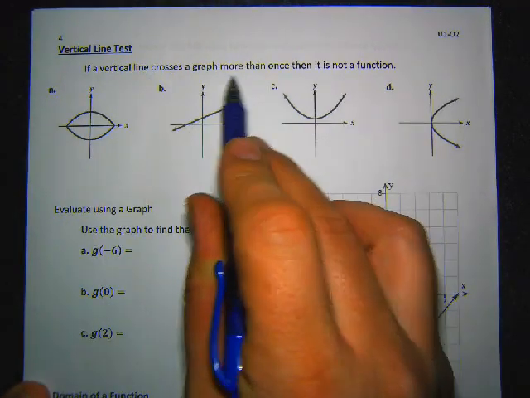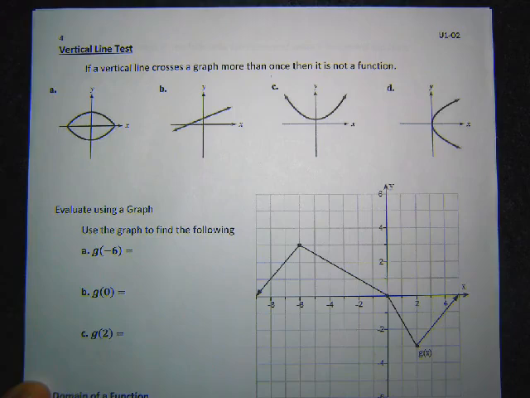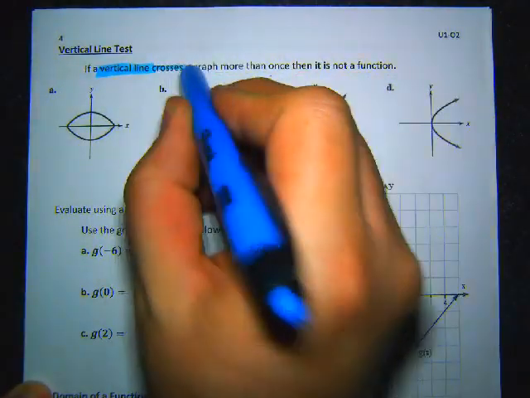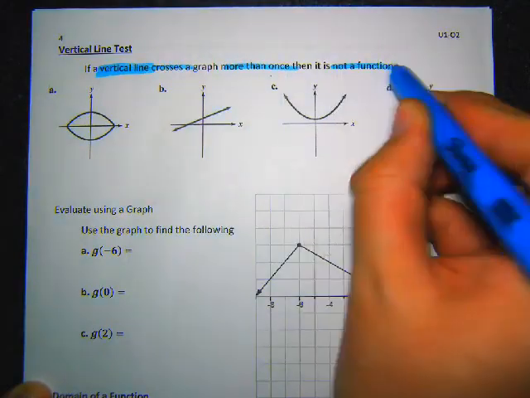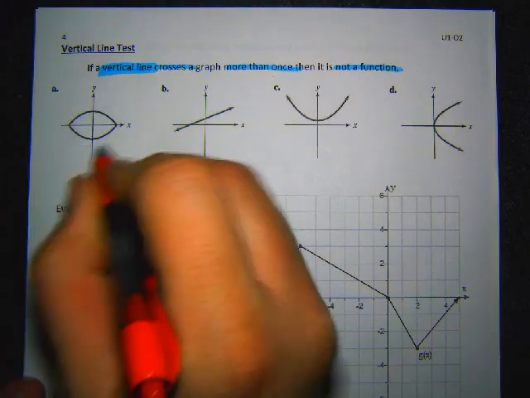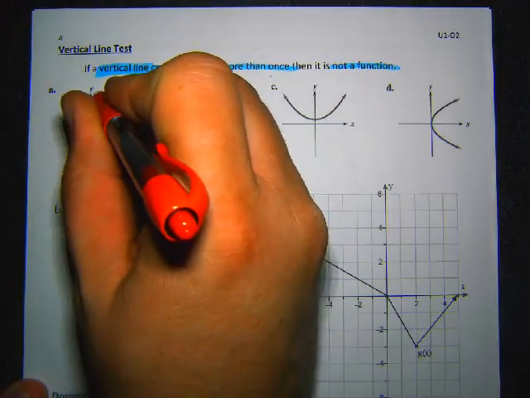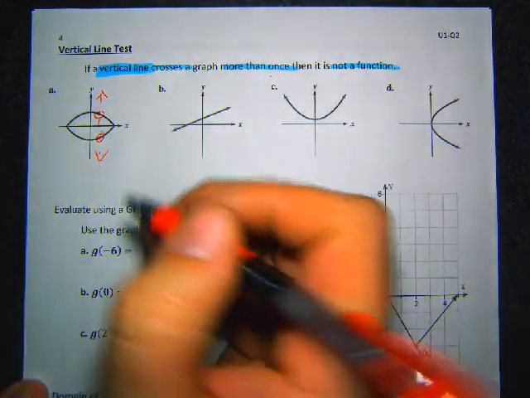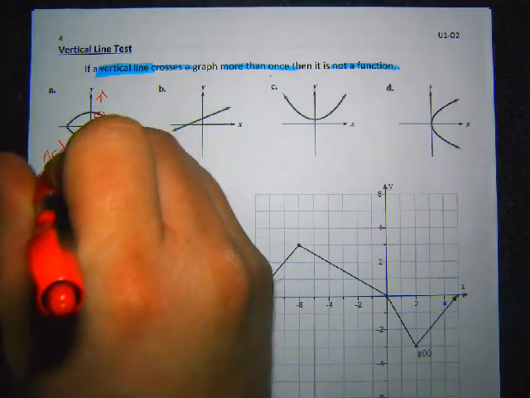If you cross more than once, it's not a function. That's what the vertical line tells us. So if a vertical line, a straight up and down line, crosses more than once, it's not a function. So this first example here, if I drew this graph, I'd look at this and say, wait, I can draw a vertical line up and down that crosses twice, so this was not a function.